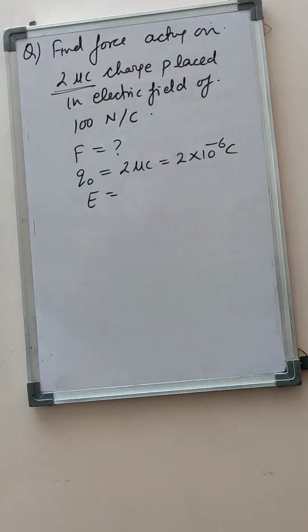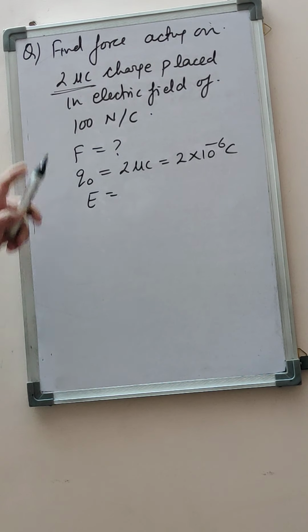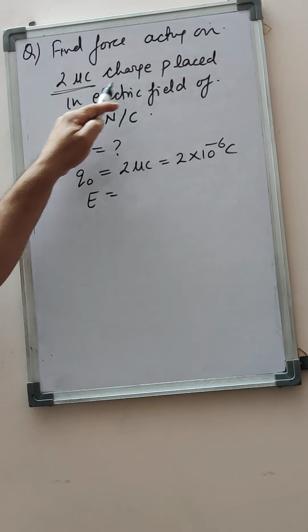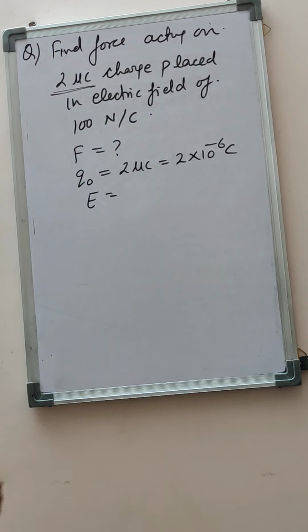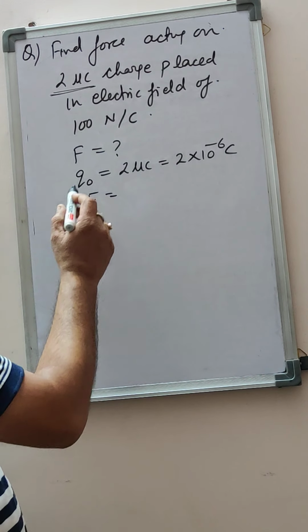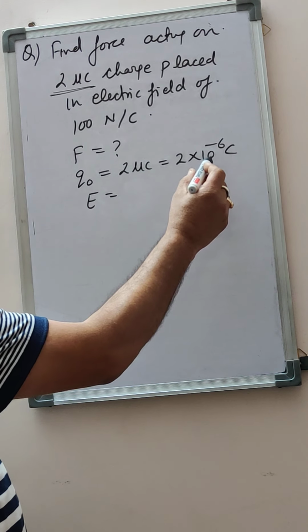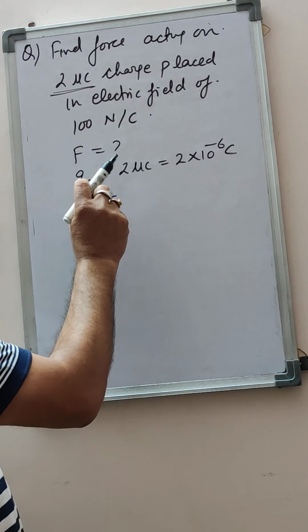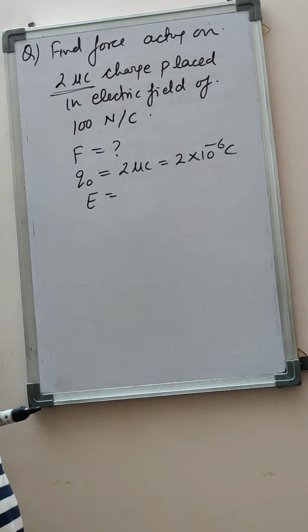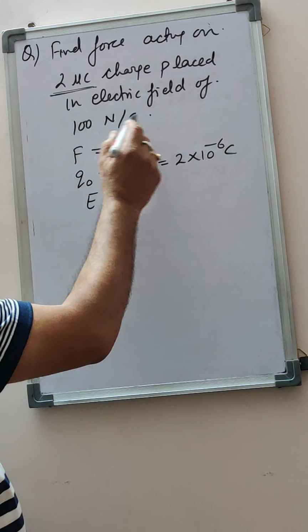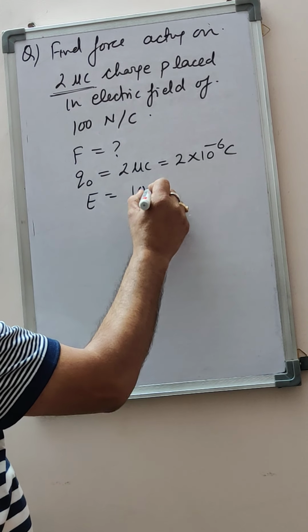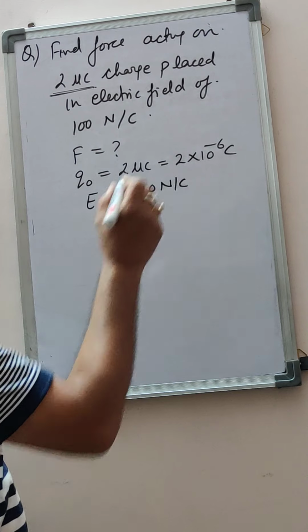Now we are taking one question. Find force acting on 2 microcoulomb charge placed in electric field of 100 Newton per coulomb. Force you have to find. Q naught is given. Q naught is the charge which is placed in electric field. So here 2 microcoulomb is placed in electric field, and the value of electric field is 100 Newton per coulomb.